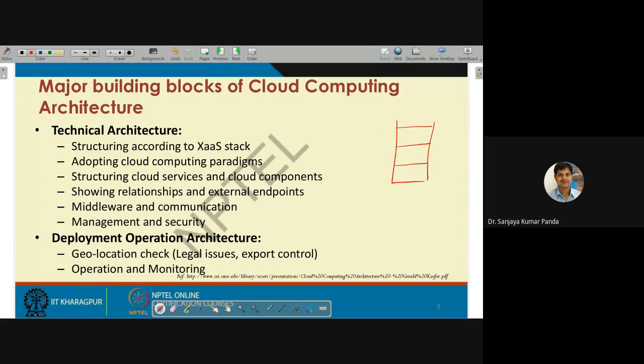Similarly, structuring cloud services and cloud components. Structuring means you have to enforce some specific type of structure in the way you are going to provide services to the customer. Different providers are looking for a similar type of structure, so that when a client wants to move from one provider to another provider, the client will not face any kind of difficulty.